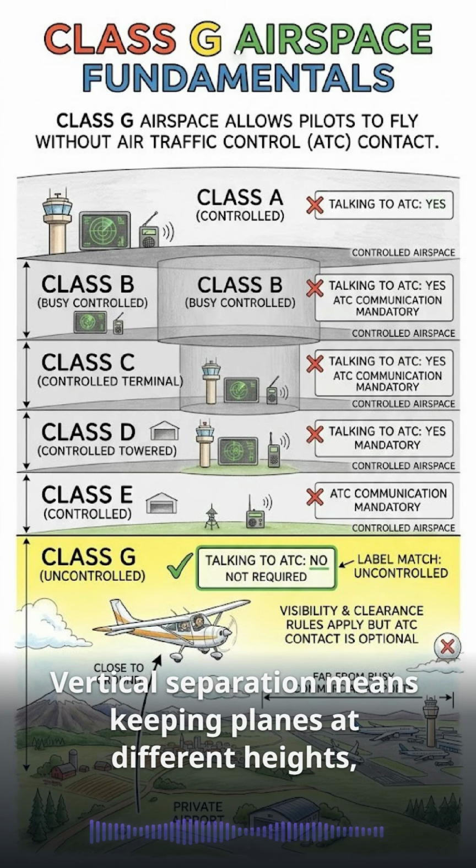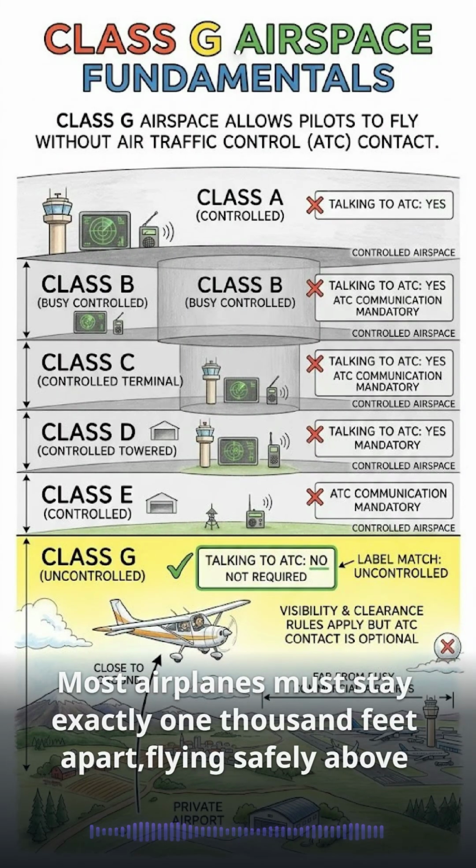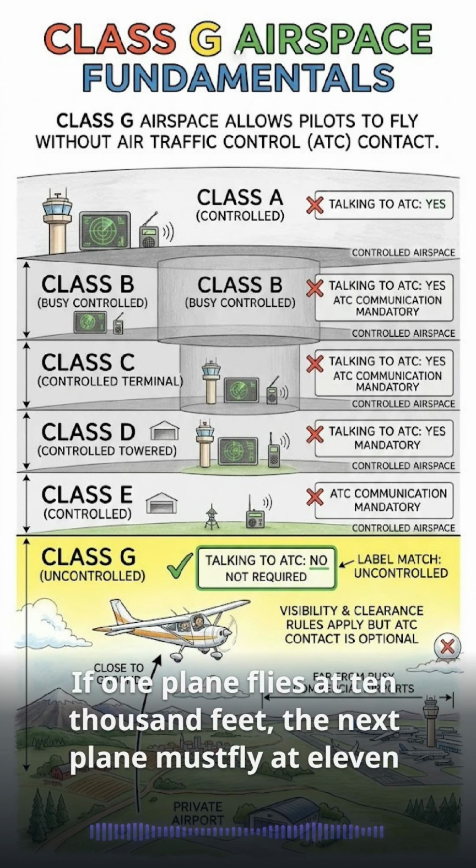Vertical separation means keeping planes at different heights, stacking them safely like tall pancakes in the sky. Most airplanes must stay exactly 1,000 feet apart, flying safely above or below each other today. If one plane flies at 10,000 feet, the next plane must fly at 11,000 feet. This simple rule is very highly effective, stopping airplanes from hitting each other while flying very fast. We use our radar screens to watch the altitude, making sure no pilot climbs into another airplane.